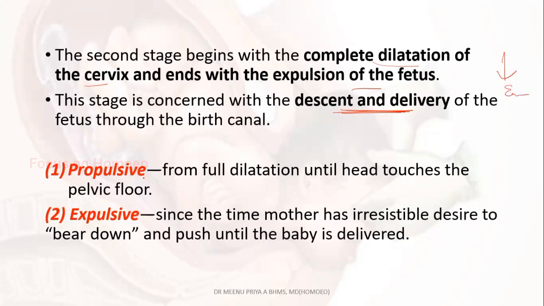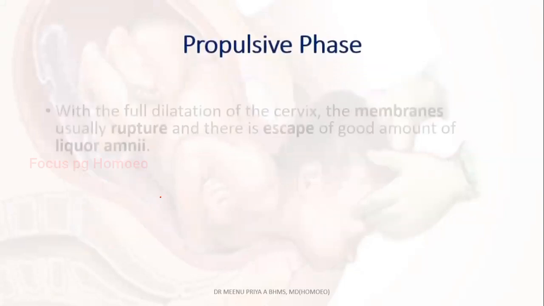There are two phases: the propulsive phase and the expulsive phase. The propulsive phase is from full dilatation until the head touches the pelvic floor, and the expulsive phase is from the time the mother has an irresistible desire to bear down and push until the baby is delivered. So the expulsive phase completes with the baby delivered, and the propulsive phase completes with the head of the fetus touching the pelvic floor.